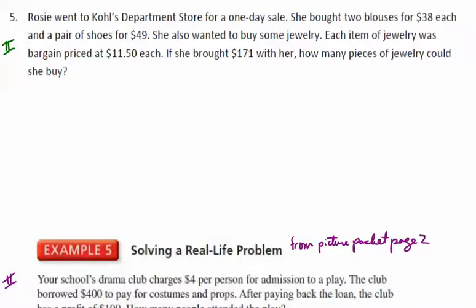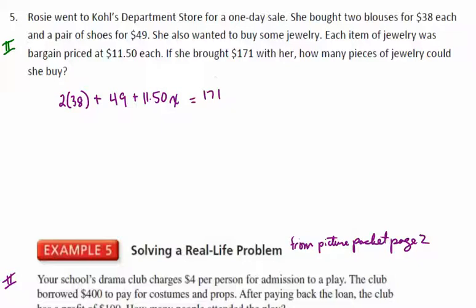Rosie went to Kohl's department store for a one-day sale. She bought 2 blouses for $38 each and a pair of shoes for $49. She also wanted to buy some jewelry. Each item of jewelry was bargain priced at $11.50 each. So we don't know how many pieces of jewelry she's going to buy, so we multiply the $11.50 times x, and if she brought $171 with her, how many pieces of jewelry could she buy?